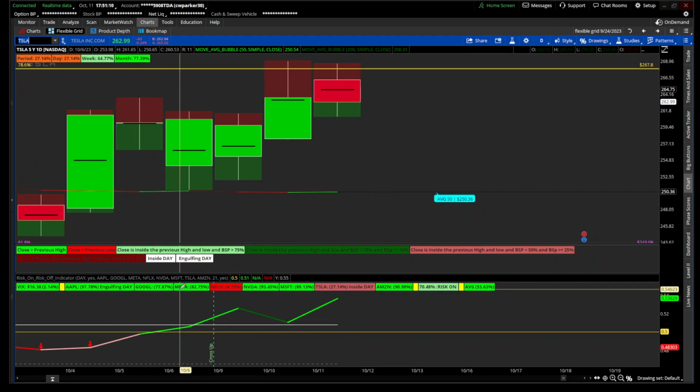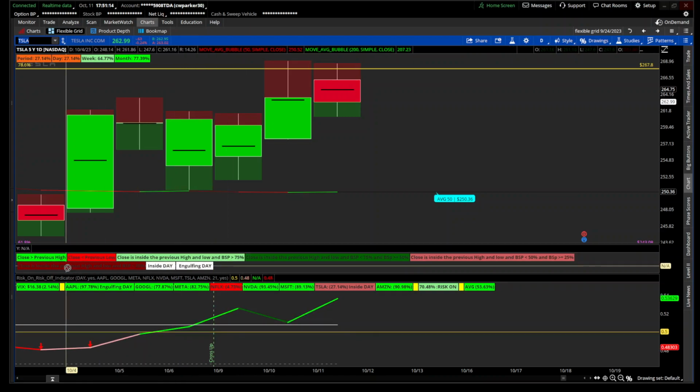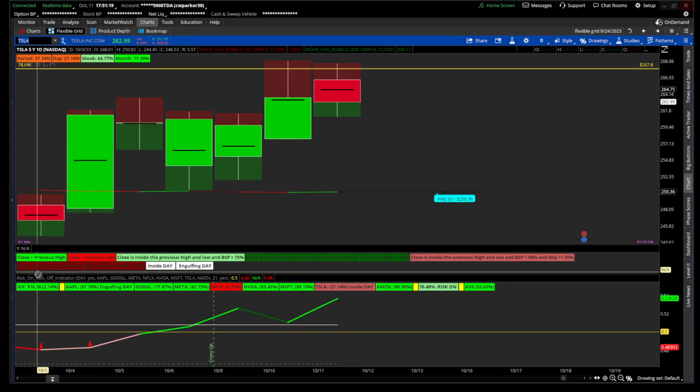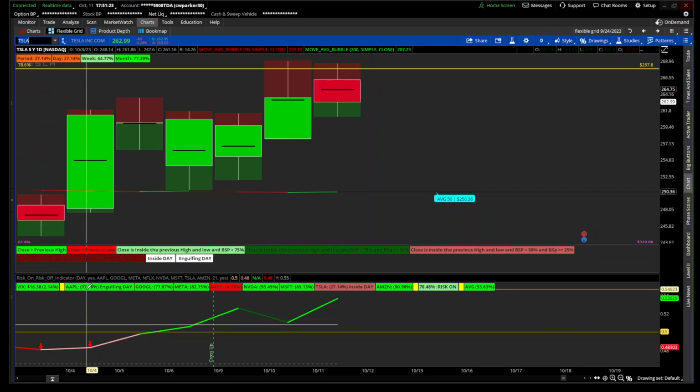If it's not an inside day or engulfing candle, you won't get anything behind it. That's just to notify you of what kind of day it is. This is the key for the actual indicator. If you've got bright green, the close is greater than the previous high. If you've got bright red, the close is less than the previous low, which is just showing you that the stock could be considered bullish or bearish.